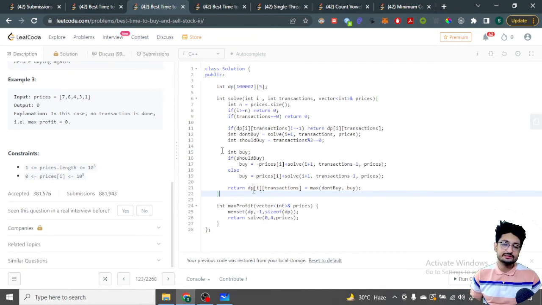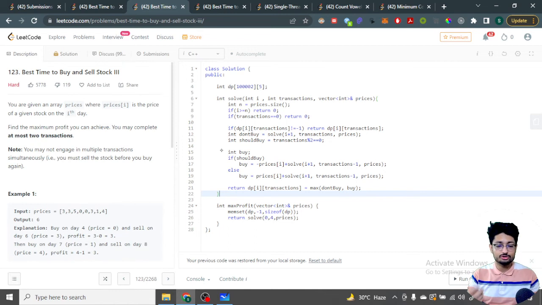Or else if you want to sell it, you add the price's value to the total value, go to the next state, decrease transactions by 1, and that's it. And you just have to maximize: either you don't do an action or you do a state action. Whichever one gives the maximum answer, you return that maximum value and store it in this particular DP state value. That is the overall solution for this Best Time to Buy and Sell Stock part 3.